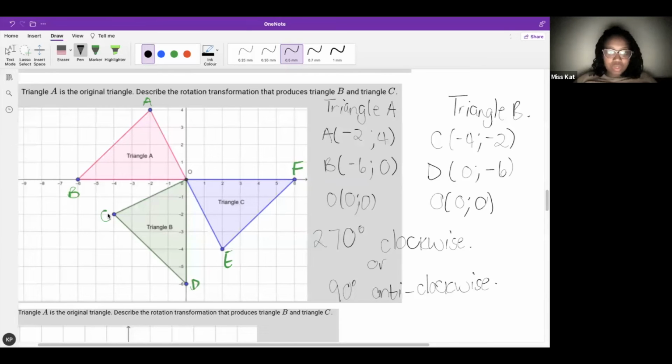Question there. Let me check the chat. Ma'am, why is -6 before the 0? We were just plotting the points. Okay, Gabriela. There we go. See, Amtanda already got B, 90 degrees anti-clockwise. Nice, guys.